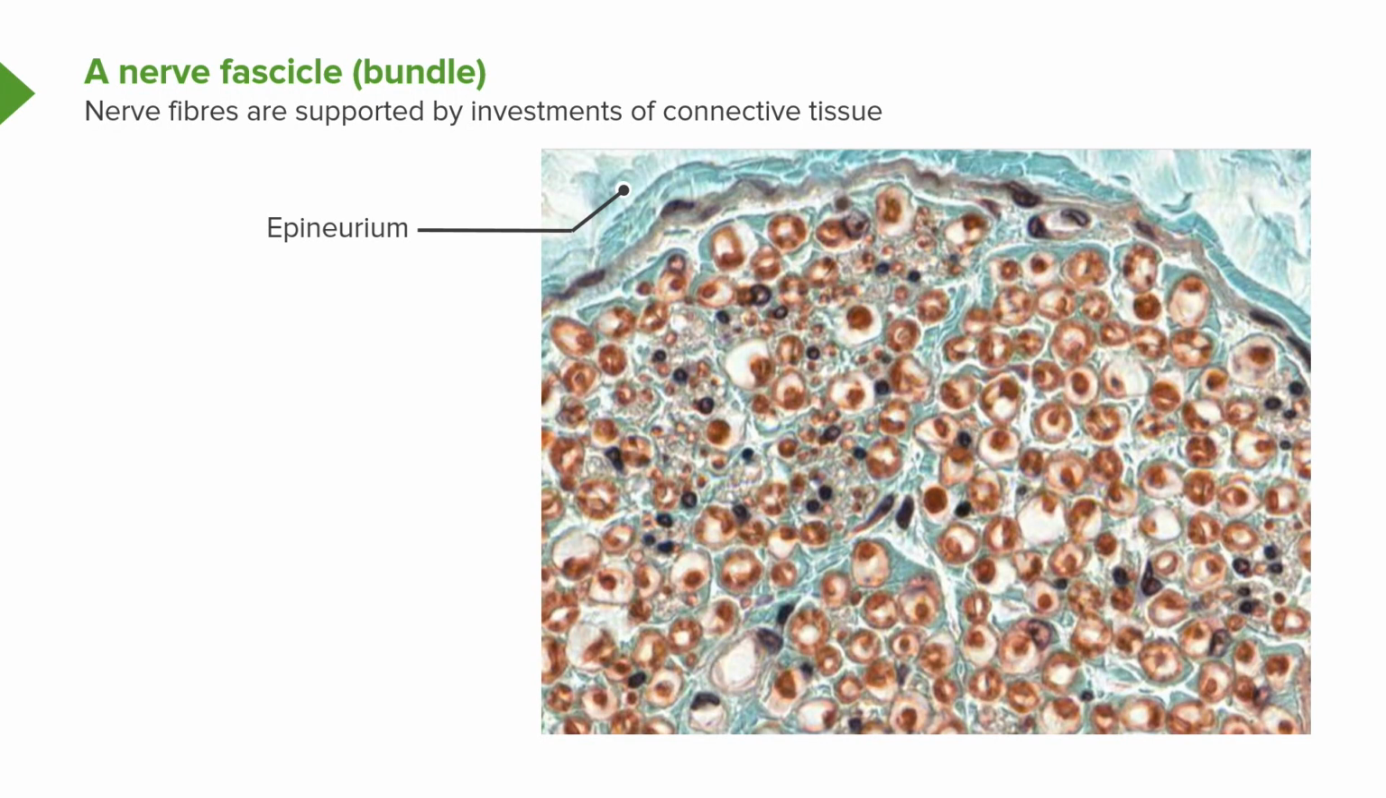You can see on the very outside a bright green stained component. That's collagen. It's part of the epineurium that penetrates from the outer capsule, wrapping around the whole nerve and dividing the nerve into nerve bundles or nerve fascicles, as you see here. Each nerve fascicle itself also has another connective tissue component called the perineurium, labelled here.